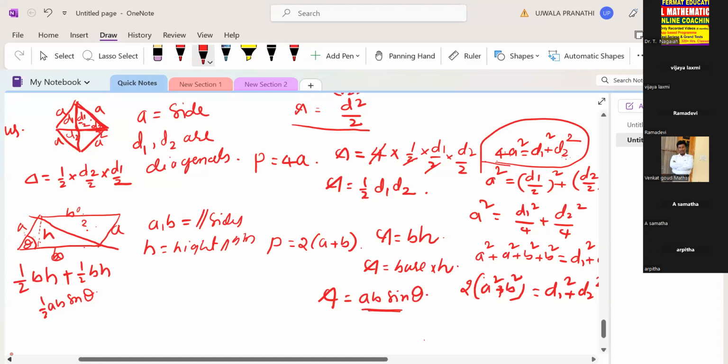This will also be a very important one. So base into height is the one general formula, and AB sin theta. The relation between all sides of a parallelogram and two diagonals is 2 of a square plus b square is equal to d1 square plus d2 square. This is also known as the parallelogram law.